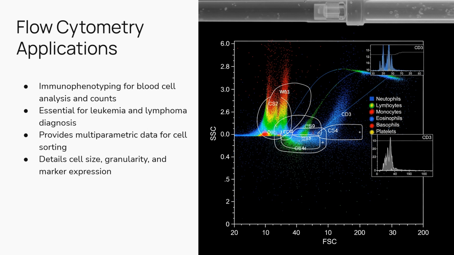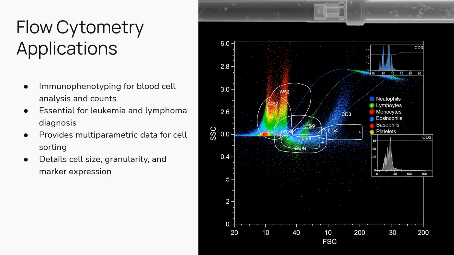So how to interpret the dot plot? We have different axes, the X and the Y axis. The x-axis is the forward scatter, which is the size, and the y-axis is the side scatter, which is the granularity. These are color-coded populations: blue is lymphocytes, green are monocytes, red are granulocytes, and yellow are platelets. Any other overlays could be specific marker expressions like CD3, CD4, or even CD8.